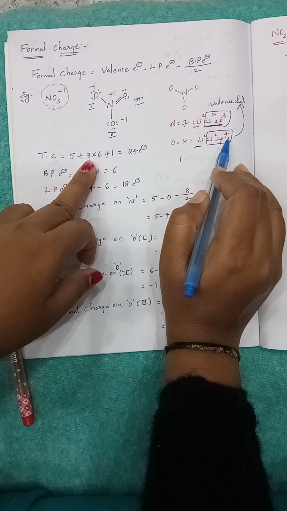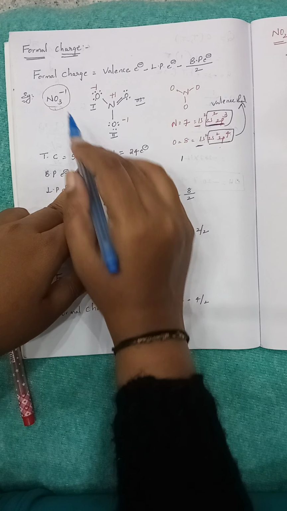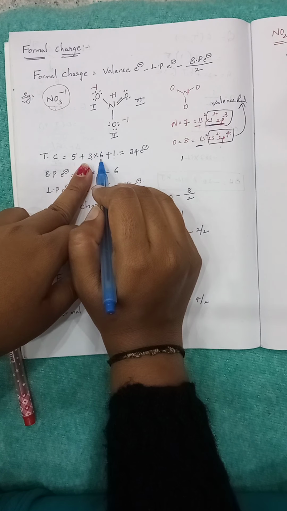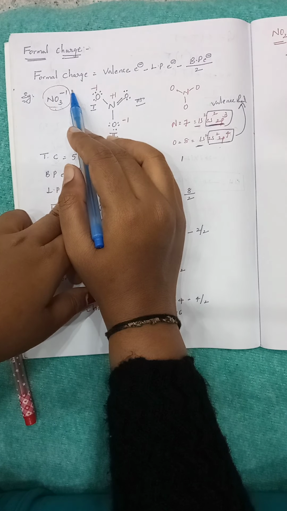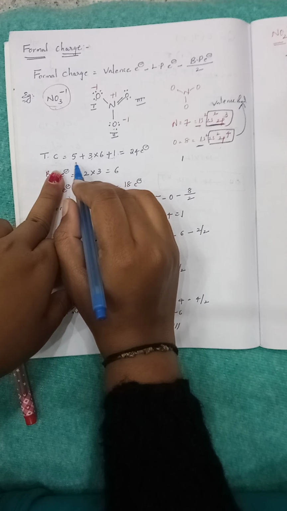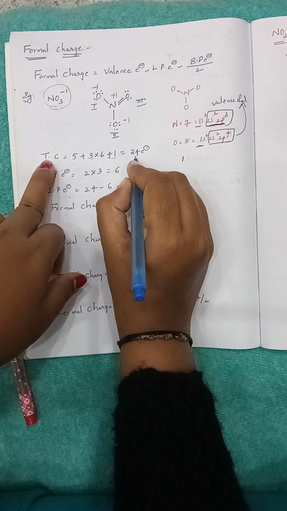Valence electrons of oxygen, that is 4 plus 2, 6. 6 into 3 atoms, 3 oxygens are there, so 3 into 6 we have to multiply. Why is this +1 added? Due to having -1 charge. Okay, so if you calculate all this, you will get totally 24 electrons. This is the total charge.